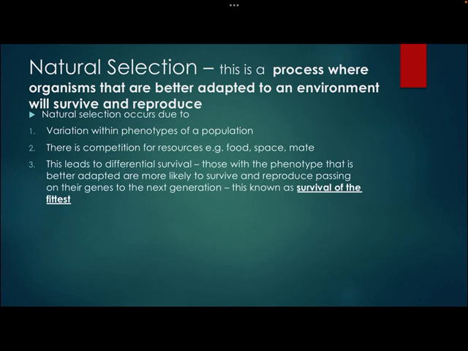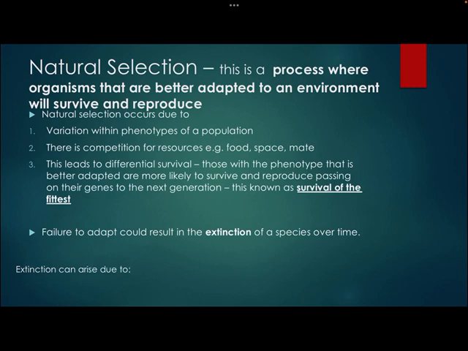Those with the phenotype that is better adapted, so the characteristic phenotype that is better adapted, are more likely to survive and reproduce, passing on their genes to the next generation. It's important that you state that they survive and reproduce. This is known as survival of the fittest. Failure to adapt could result in the extinction of a species over time.